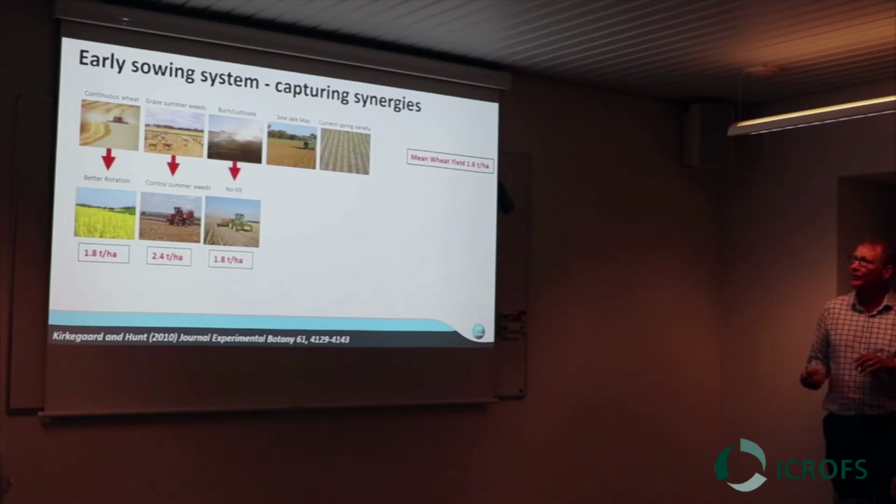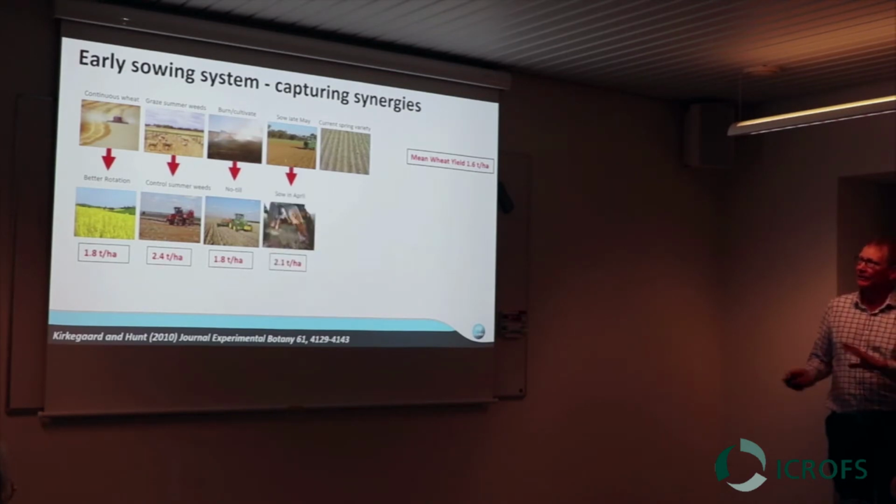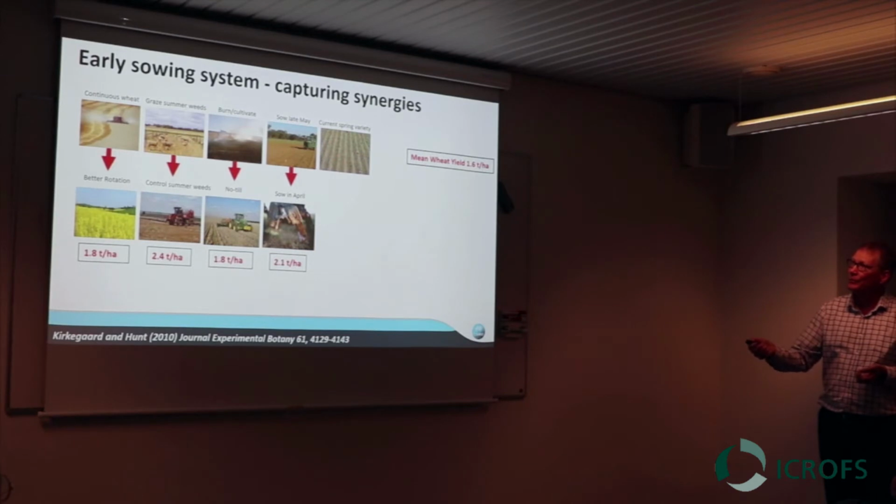If we shift to no-till, but we don't do anything else, so we still grow continuous wheat, we let the sheep graze, but all we do is change from burning and cultivating to no-till, once again, a significant yield increase, but not exciting. What about if we just sow wheat earlier? Okay, we do everything the same, but we sow wheat earlier. Well, it does seem to give us a bit of a yield improvement. But if we continue to use a spring variety, we don't really get the benefit from this earlier sowing.